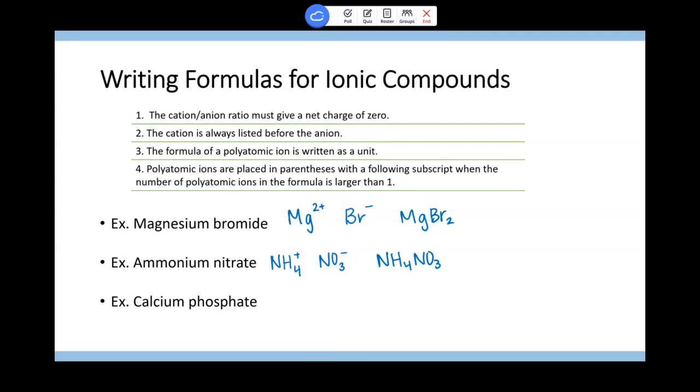That is wrong because this is its own polyatomic ion. These atoms are bonded together as NH4. This is its own polyatomic ion, with atoms bonded as NO3. Then they have an ionic bond between the two polyatomic ions. Keeping them separate demonstrates that these are two polyatomic ions. So that is step 3 here. The formula of a polyatomic ion is written as a unit, so we always keep those atoms together as they are written for the ion.